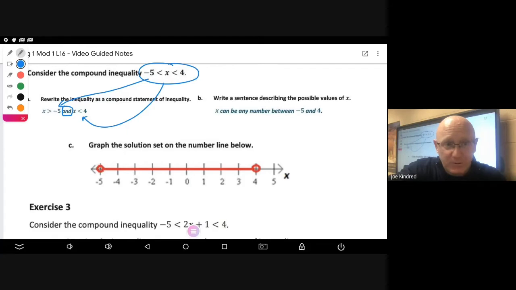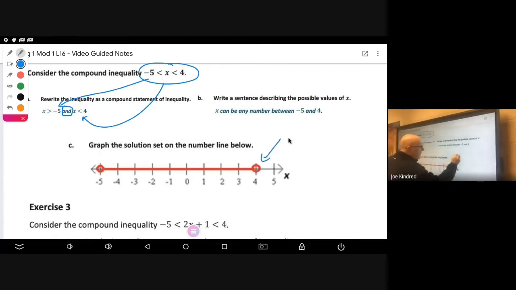And so in this particular problem, they're showing you 3 things that you should be able to do with these. Separate them, describe in words the possible values of x, and then C, you can see there's your graph that should look familiar to an and situation. And again, why are these points open? Because of these symbols here.